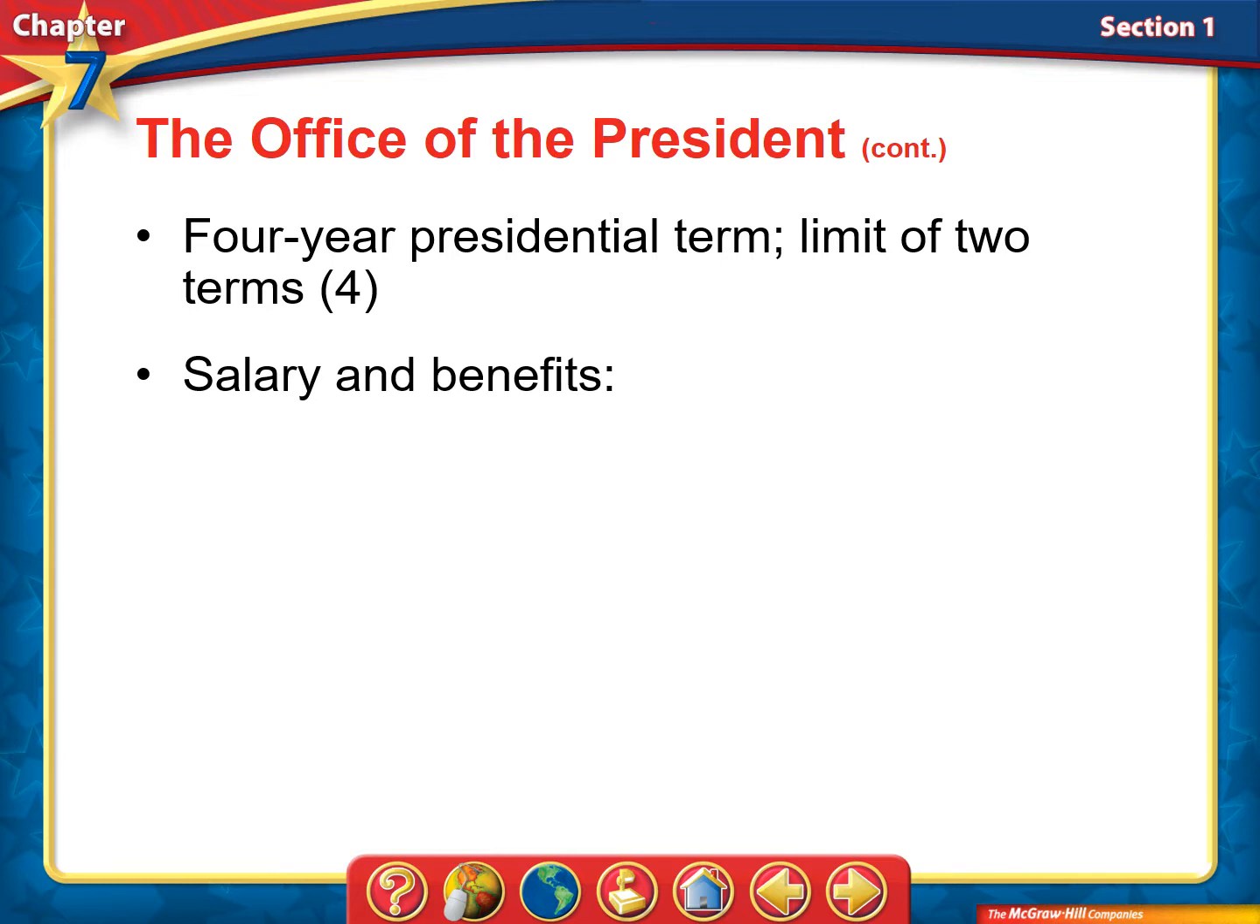They actually do get a salary, and it's substantial. I mean, they do run the country. Annual salary of $400,000, and that's adjusted for inflation, so this number is probably dated. It's perhaps a little higher now.